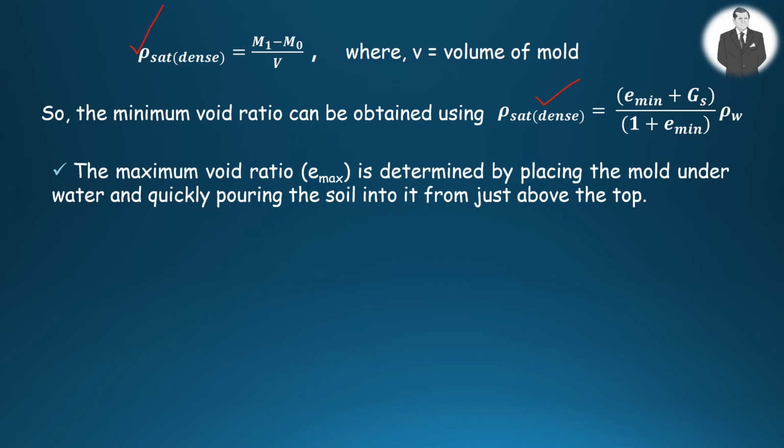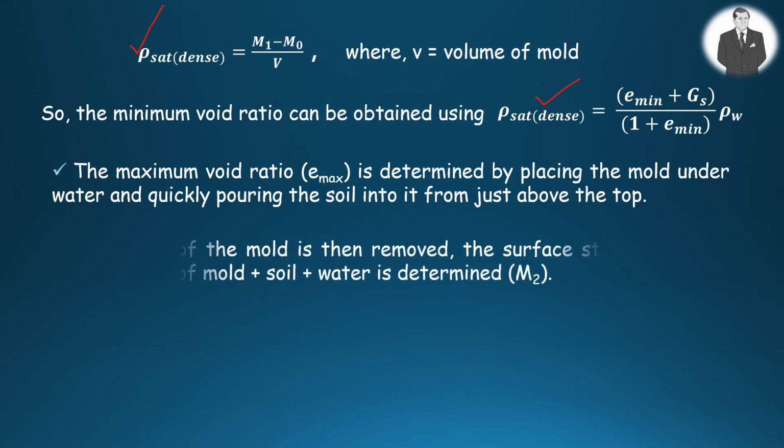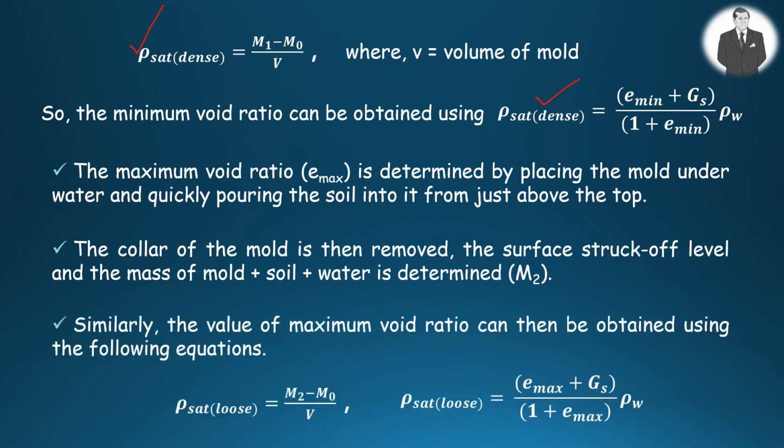The maximum void ratio is determined by putting the mold under water and quickly pouring the soil into it from just about the top. The collar of the mold is then dismantled, the surface is smoothly leveled, and the total mass of mold, soil, and water is determined. Similarly, the value of maximum void ratio can then be obtained using the following equations given here.